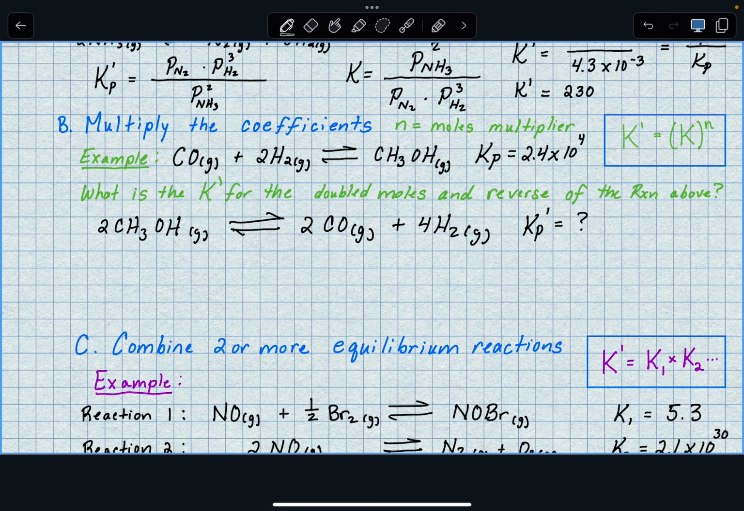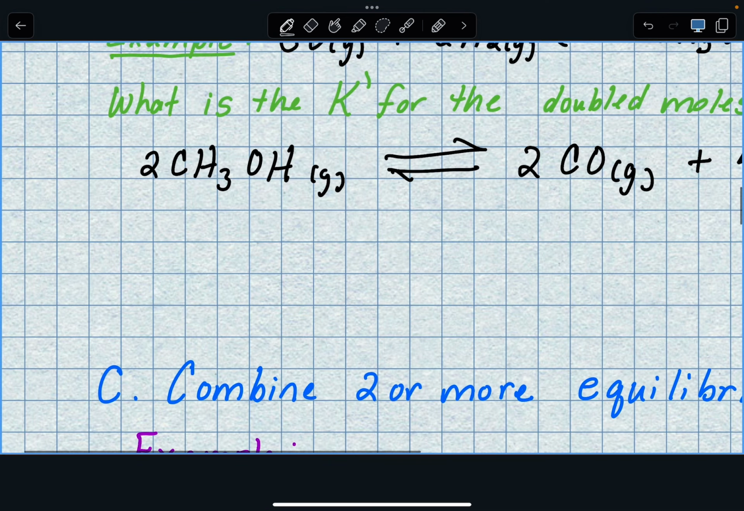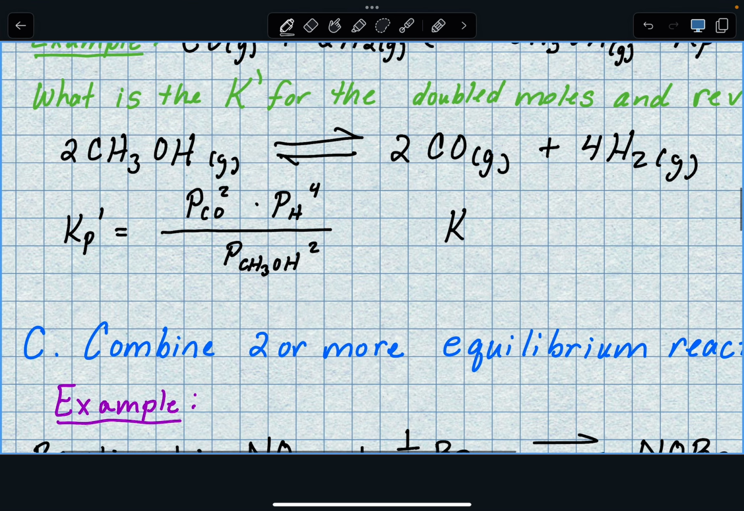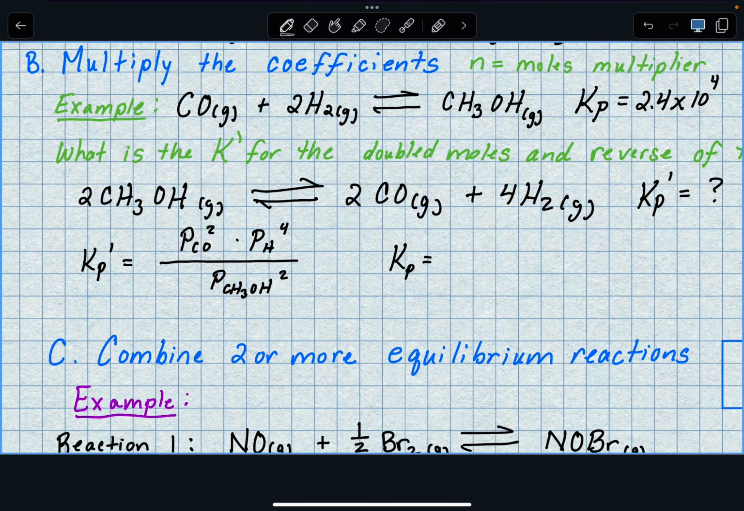So again, how does that give us a new Kp value? And then what is it? So again, I'm just going to write the equilibrium expressions again just to compare. So this is our new Kp equilibrium expression. So we're going to have the partial pressure of CO squared, the partial pressure of hydrogen to the 4th, and then the partial pressure of the methanol, and that one's squared.